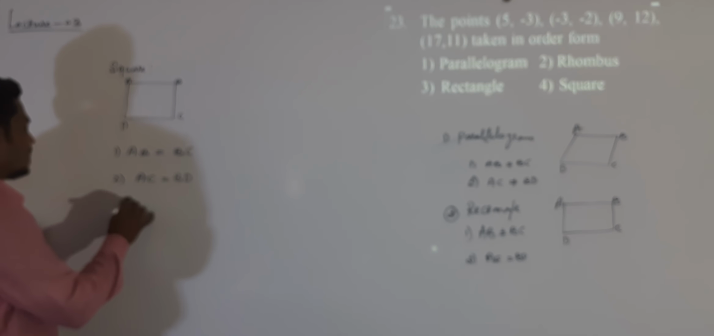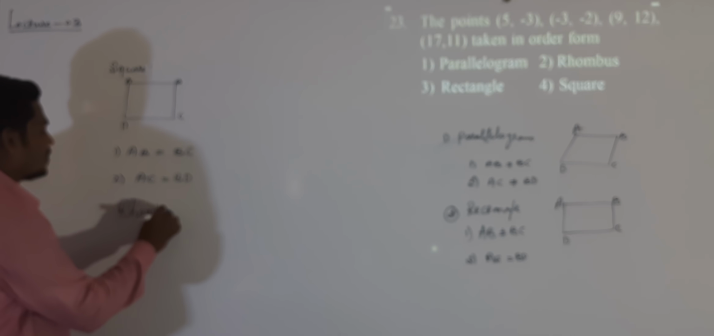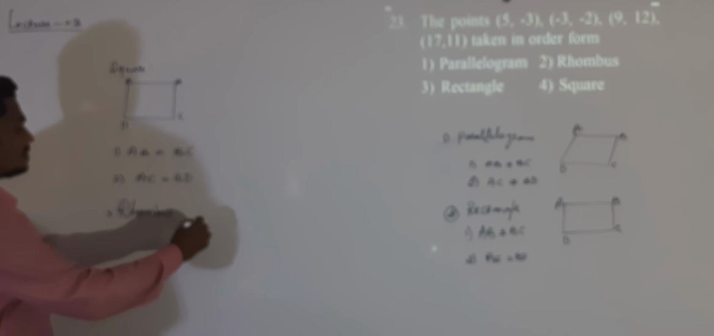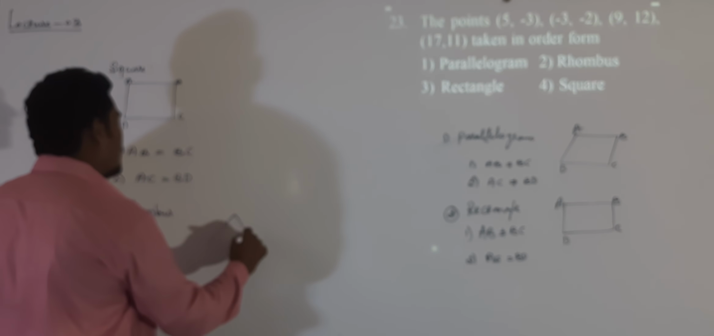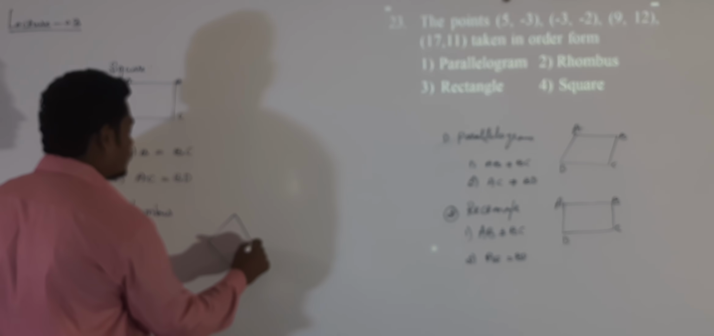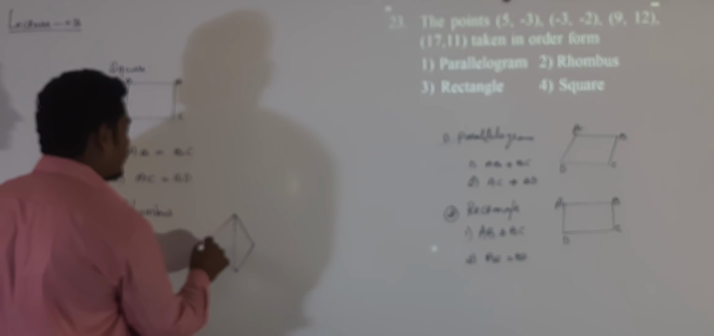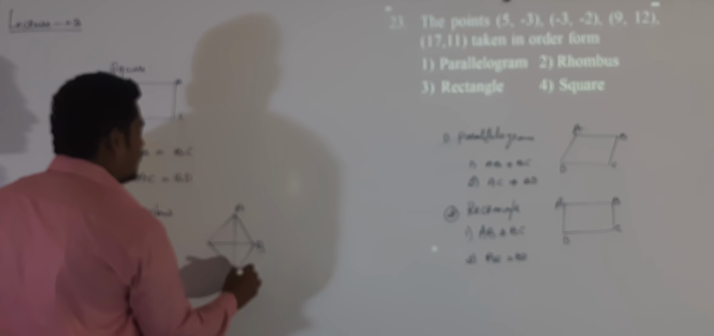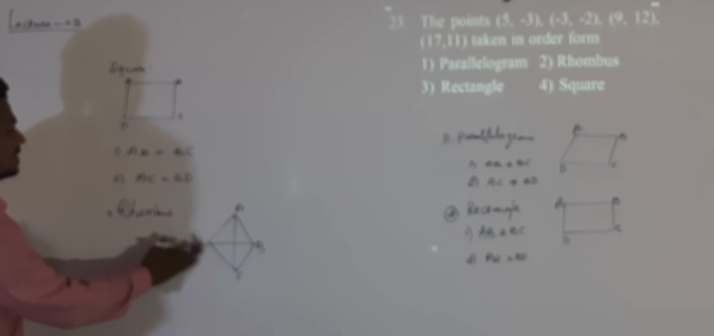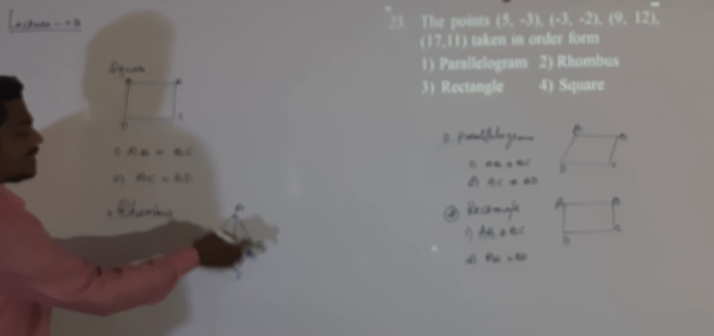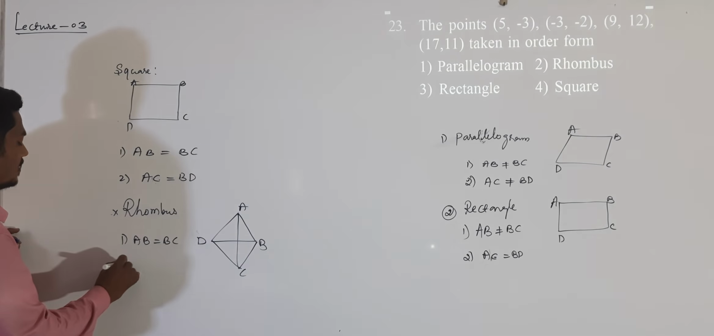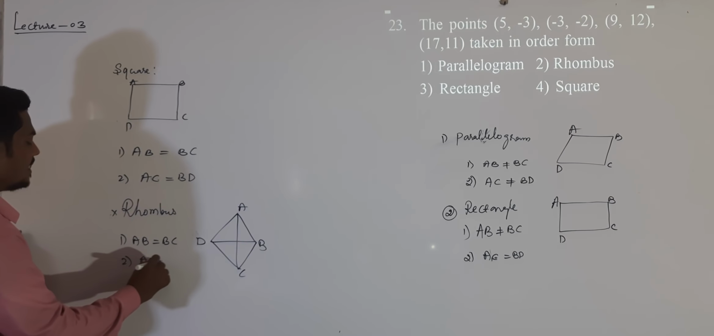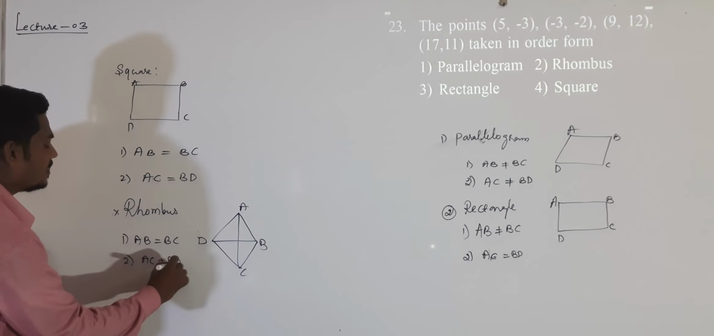Then rhombus condition: adjacent sides are equal but diagonals unequal, right? A, B, C and D are the vertices. AB is equal to BC, adjacent sides are equal, but diagonals unequal. Second condition, AC diagonal is not equal to BD diagonal.